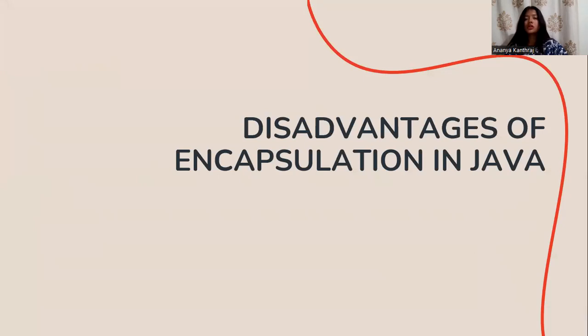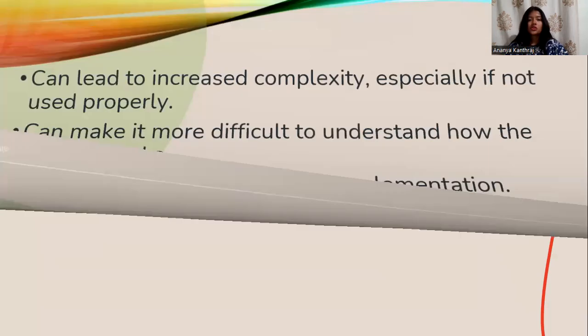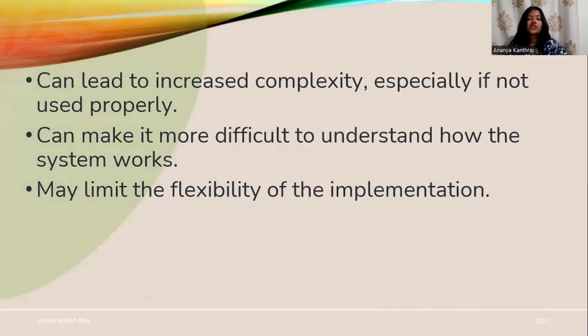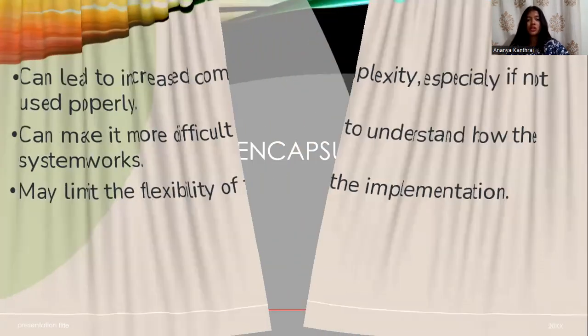So let us look into the disadvantages or demerits of encapsulation in Java. The first point is that it can lead to increased complexity, especially when not used properly, and it can make it difficult to understand how the system works, like the behind-the-scenes work of how it runs in a code. And the third part is that it may limit the flexibility of the implementation. So these are the disadvantages of using encapsulation in Java.